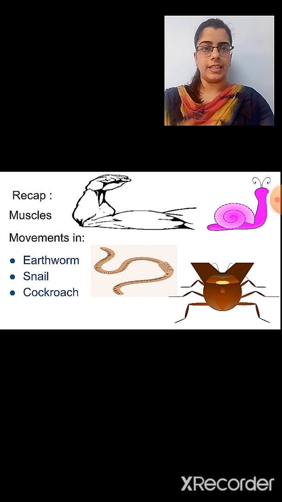Then we studied the movement of the cockroach. We see that the cockroach can fly, climb and even walk. The 3 pairs of legs help the cockroach in walking. The outer skeleton of the cockroach is hard. The cockroach has distinct muscles. The muscles present near the legs help the cockroach in walking, and the body muscles help the cockroach to fly. I hope all these topics are understood by you.